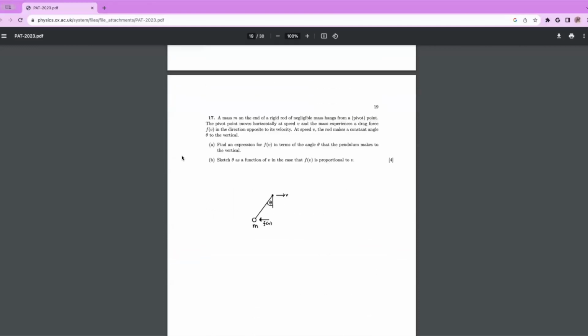Okay. A mass M on the end of a rigid rod of negligible mass hangs from a pivot point. The pivot point moves horizontally at speed v, and the mass experiences a drag force, f of v, in the direction opposite to its velocity. At speed v, the rod makes a constant angle theta to the vertical. Find an expression for f of v in terms of the angle theta that the pendulum makes to the vertical.